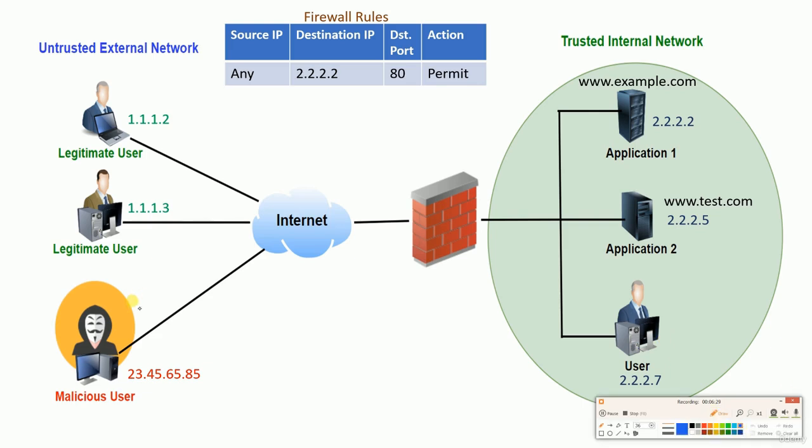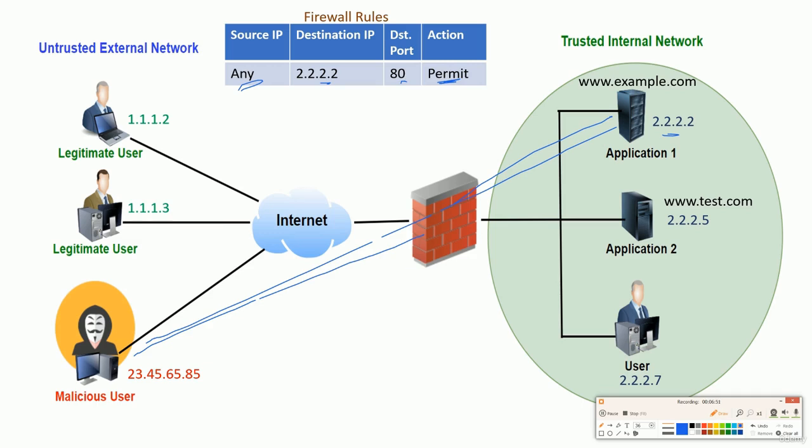So when this malicious user is trying to connect to this application, his request would be reaching the firewall. The firewall will look at the security policy. It's mentioned as source any to this destination. For port 80, it is permitted, right? So it will allow it to pass through to the application, and the application will also send a response to it.